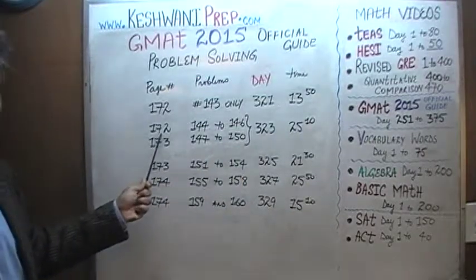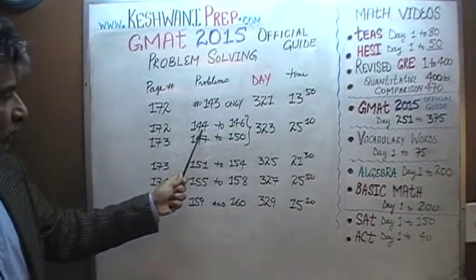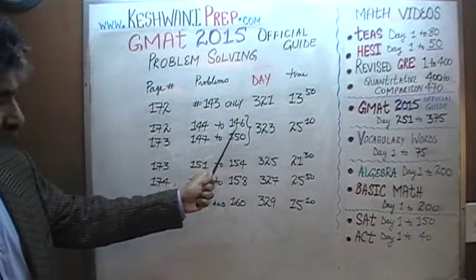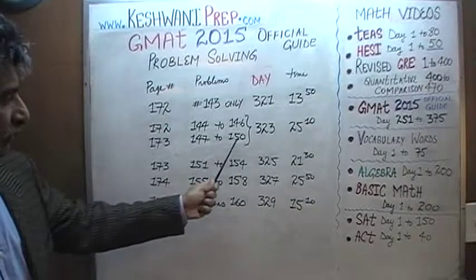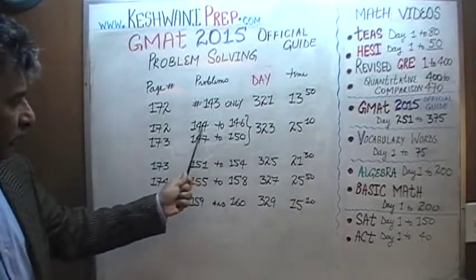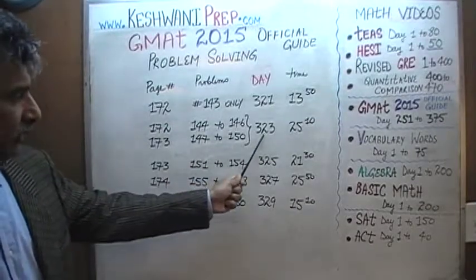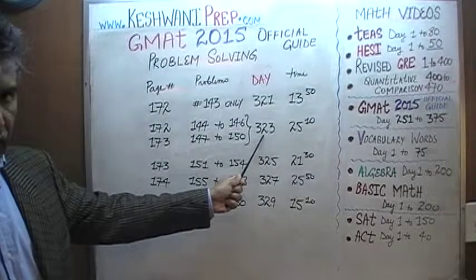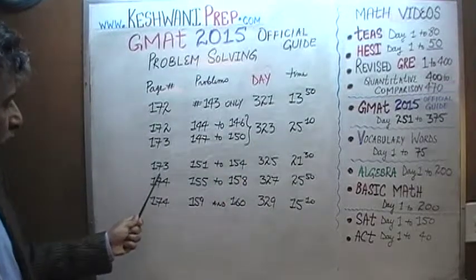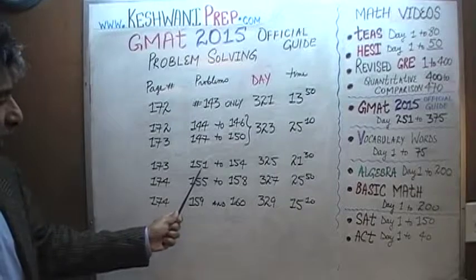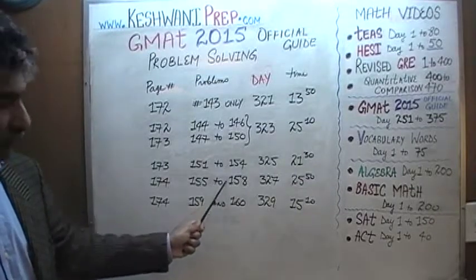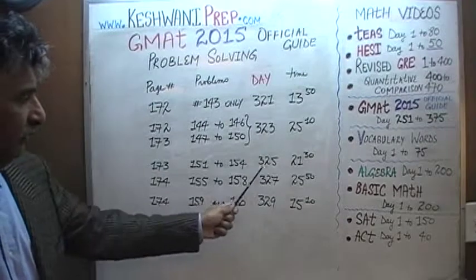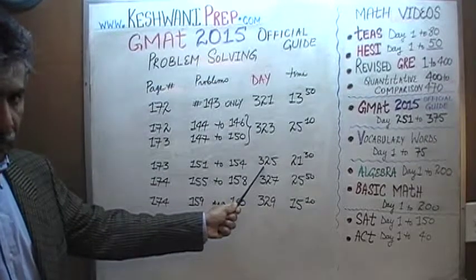On the same page, page number 172, problems 144 through 146. And on the next page, page number 173, problems 147 to 150. These problems from 144 to 150 were done on day number 323. On page number 173 again, problems 151 through 154, the solutions to those four problems were presented on day number 325.